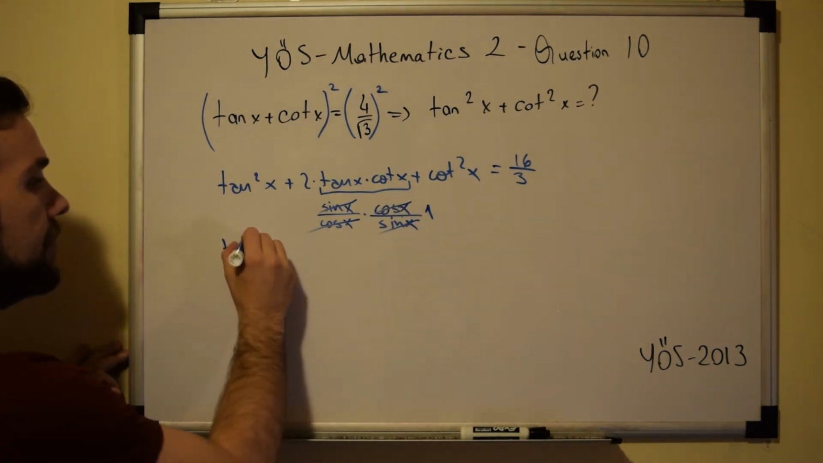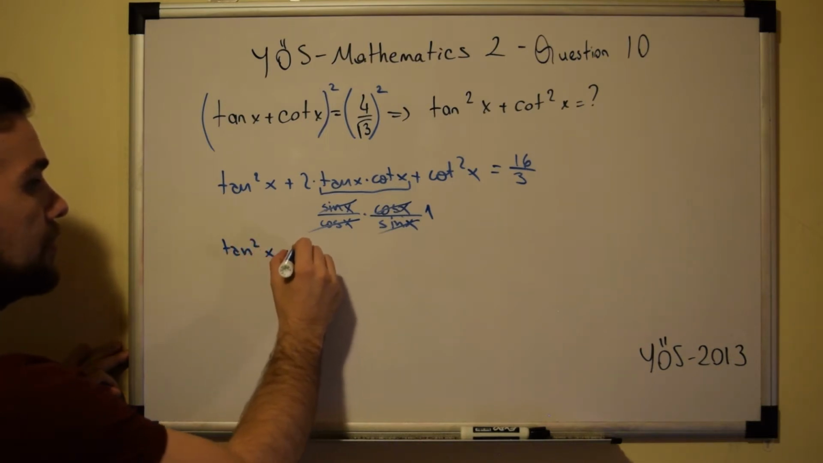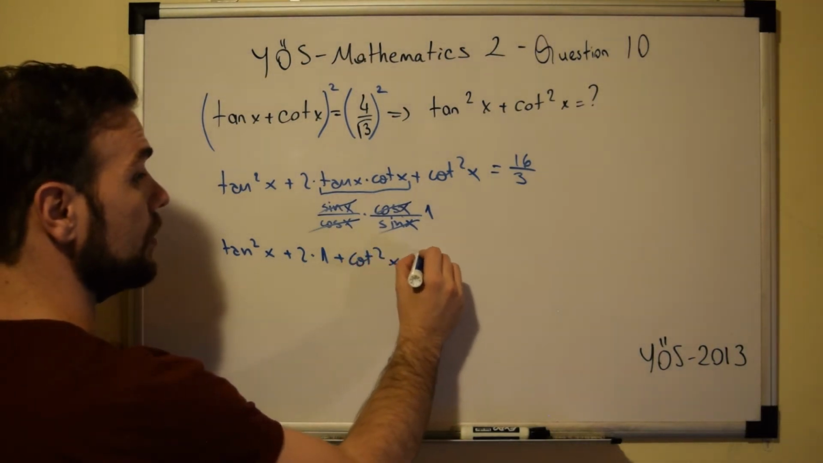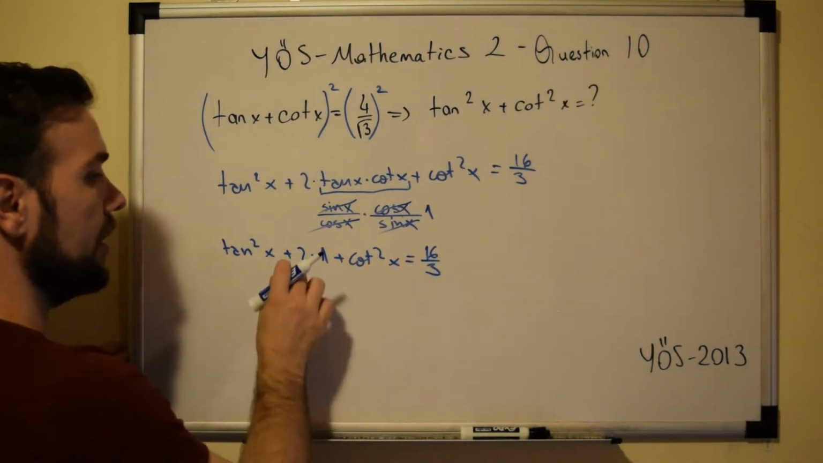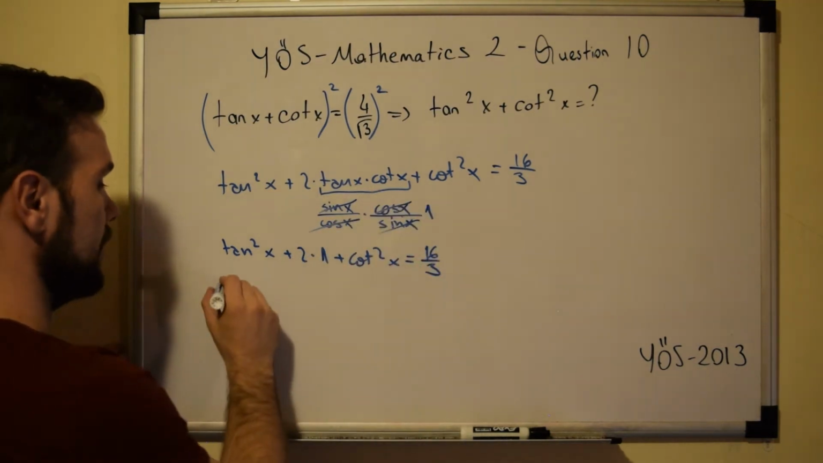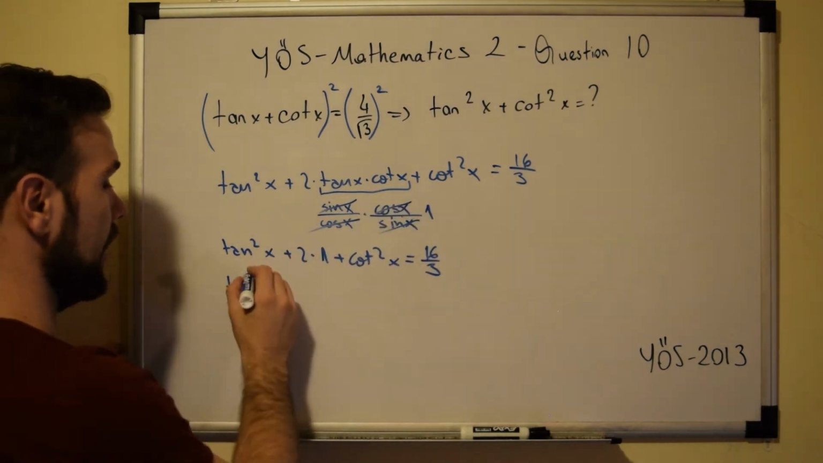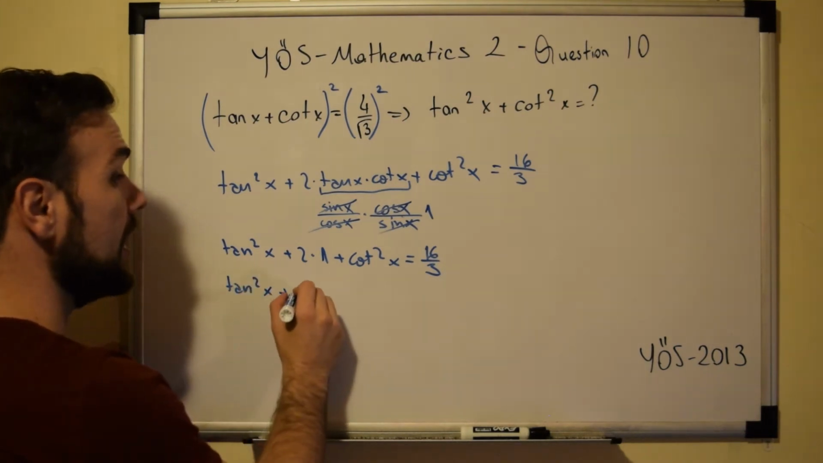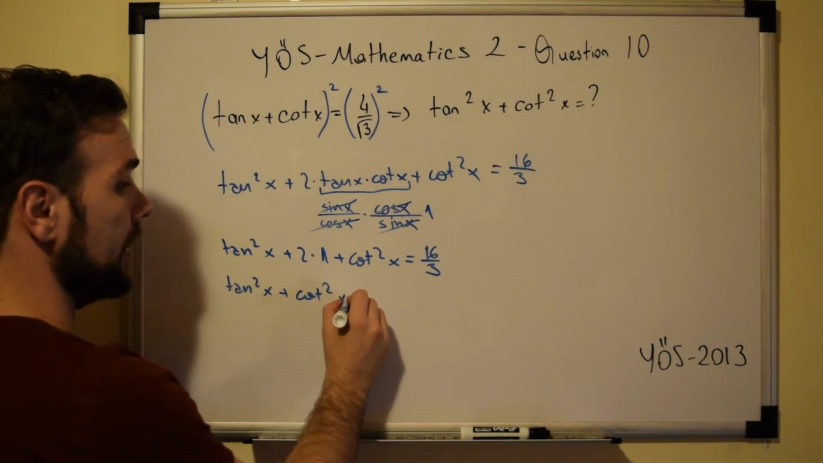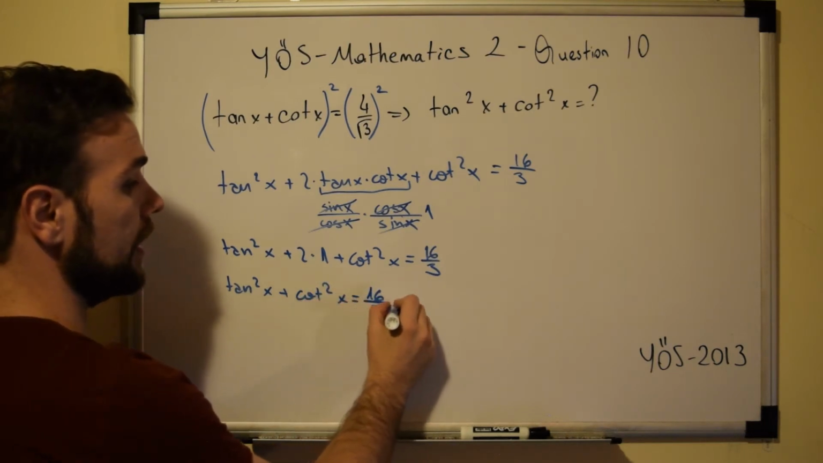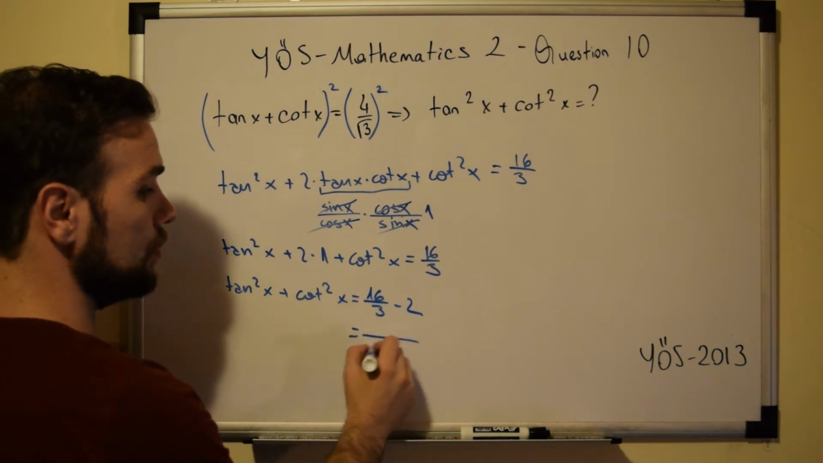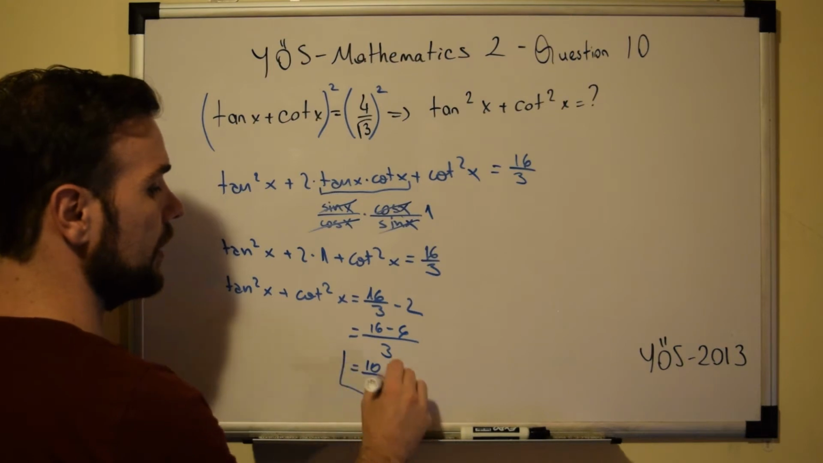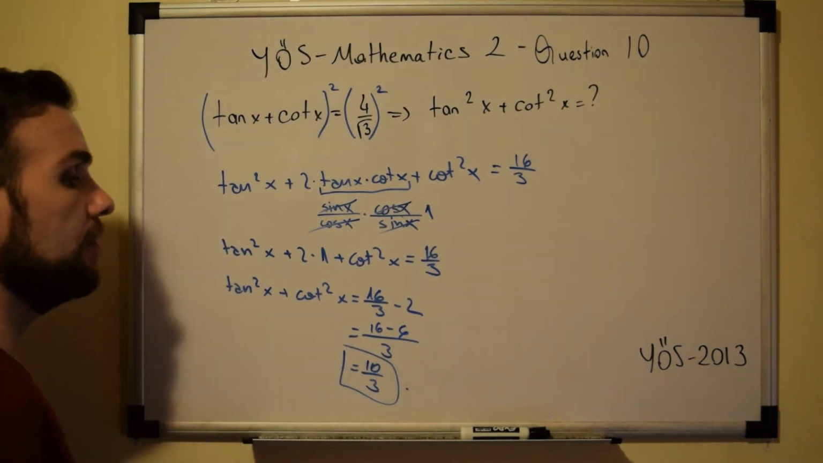We have tangent square of x plus 2 times 1 plus cotangent square of x equals 16 over 3. Now all I will do is put 2 on the other side, and I will get the answer for this question. So tangent square of x plus cotangent square of x equals 16 over 3 minus 2, which is 16 minus 6 over 3, and that is equal to 10 over 3. So this is the right answer for this question.